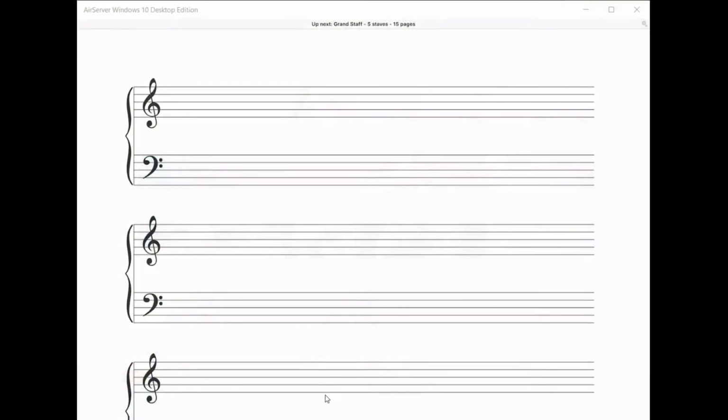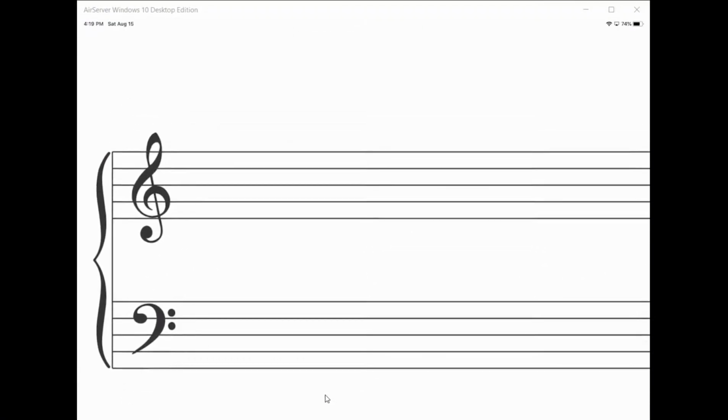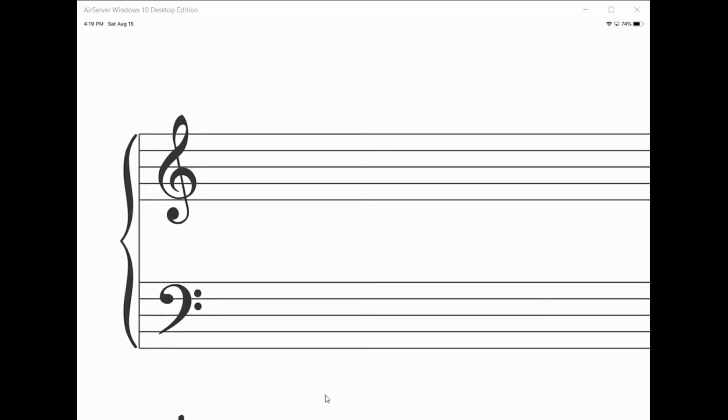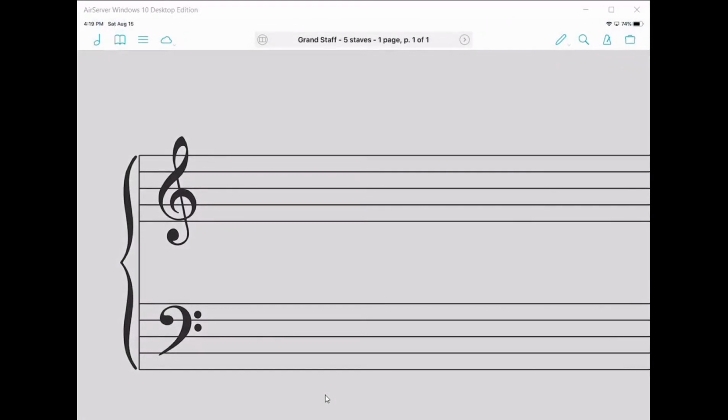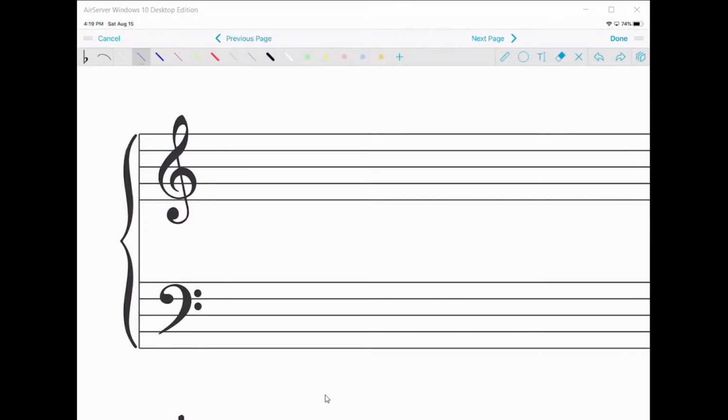Now let's take a look. We're going to look at the grand staff. So the grand staff unites the treble clef and the bass clef. So here we are. This is our treble and bass together, and we need both the treble and the bass to represent the notes on the piano. So this is called, when we put them together, the grand staff.